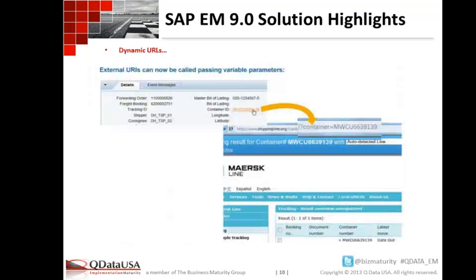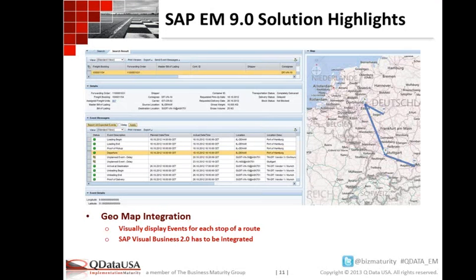There's an example of the dynamic URL. Clicking on that takes you to an external website, easily enough to configure. The Geo-map configuration through Visual Business. So just a few comments over here too. That Visual Business, as I said, it's relatively new. It's a nice fun piece to have. Definitely make sure that there's some business value before you go down that path.